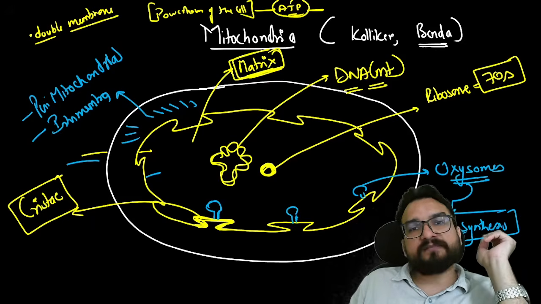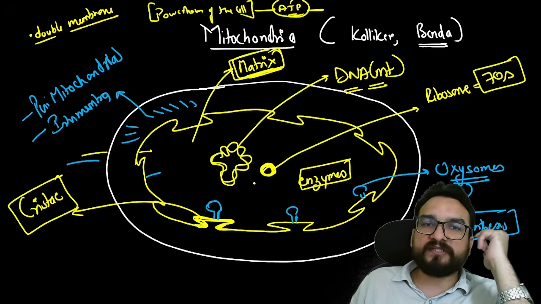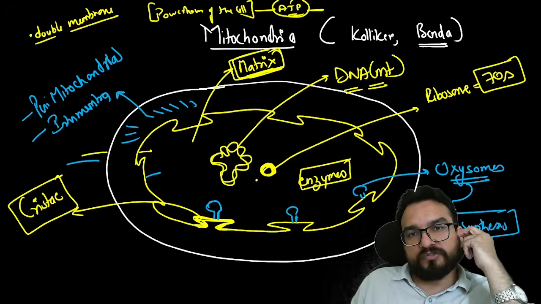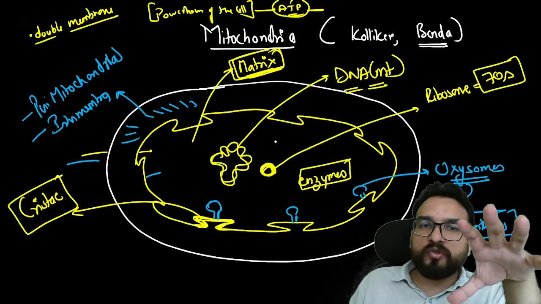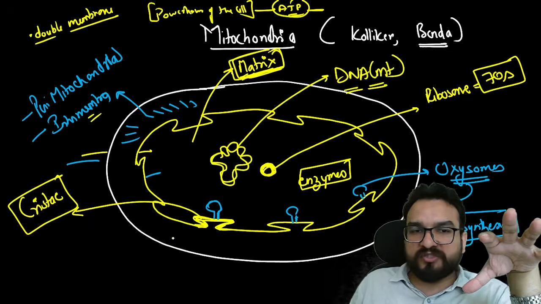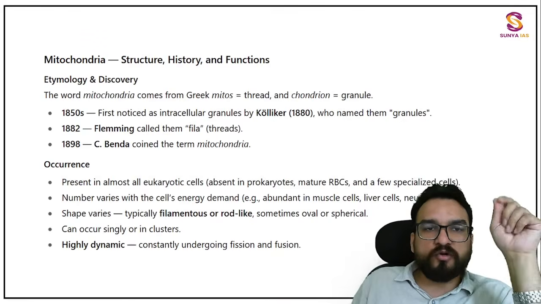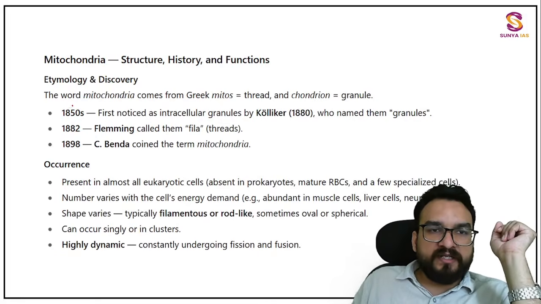Just understand this. There are also certain enzymes present, which help in different processes that take place in mitochondria. So this is the structure which you must know: matrix, inner membrane, cristae, oxysomes, and the outer membrane. It is a double membrane, right? Mitochondria now.